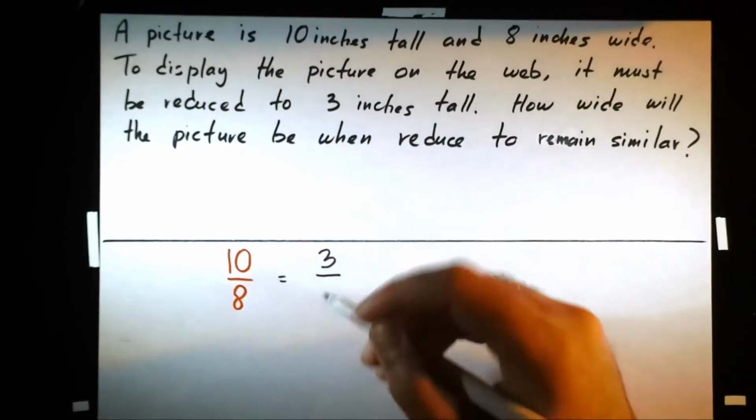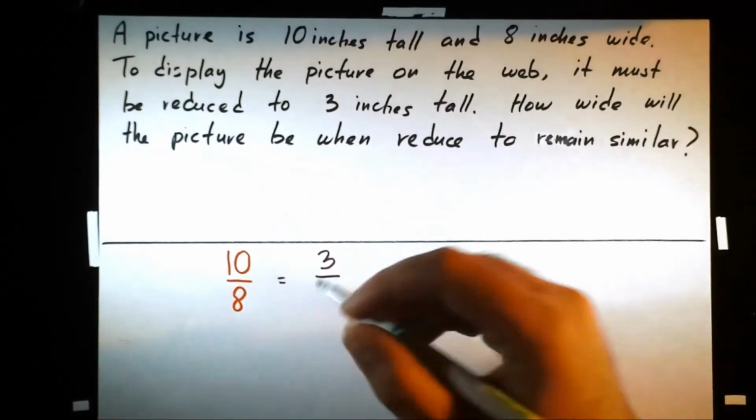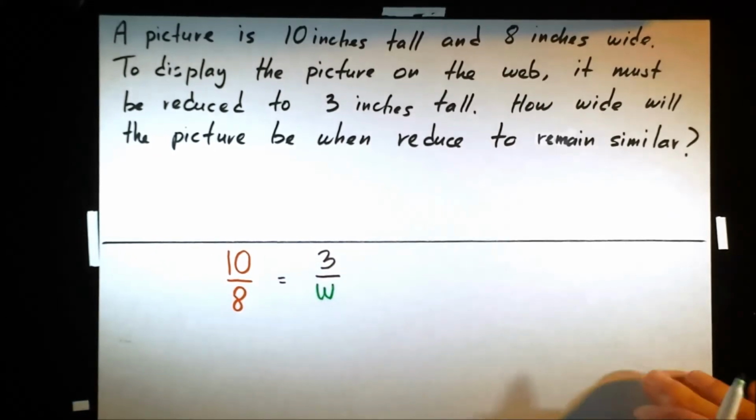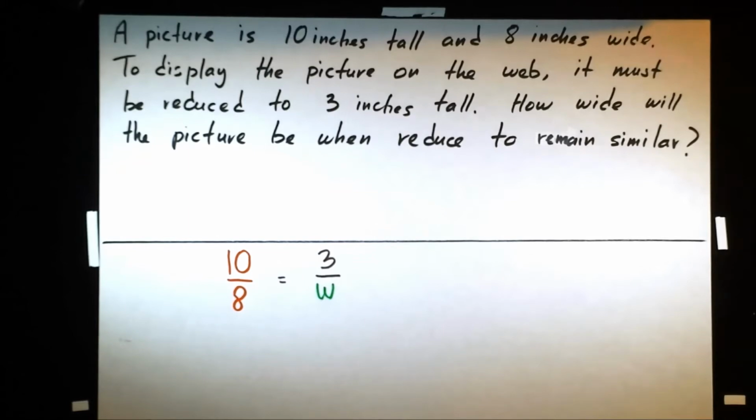We don't. So we're going to make that into a variable. I'm going to choose W. W makes sense to me. You could have chosen X or really anything else. What do you do next? How do you find your missing measurement? You cross multiply. We've done this before.